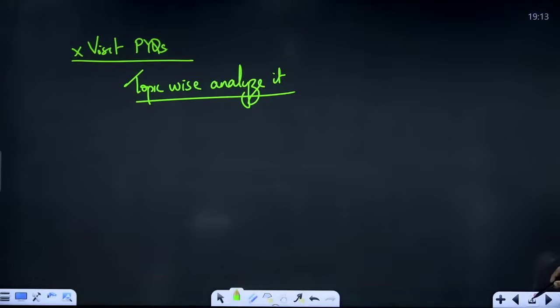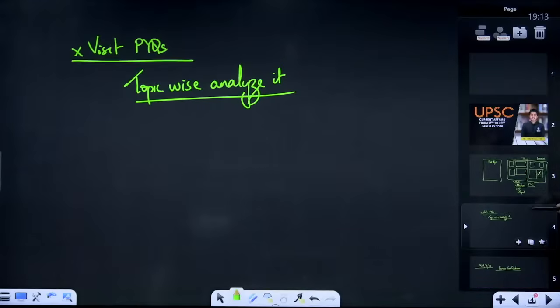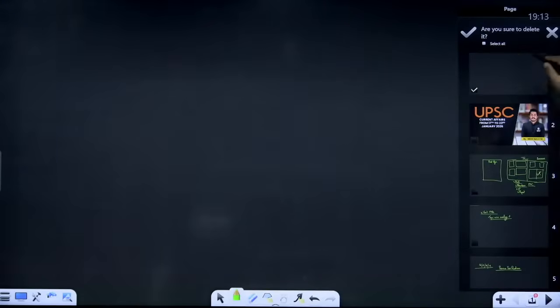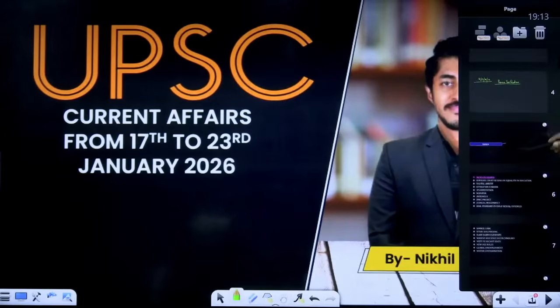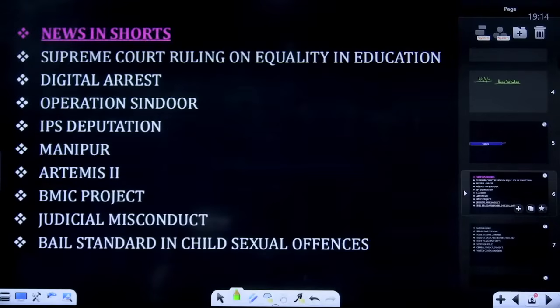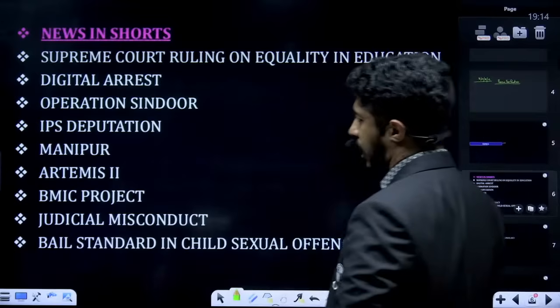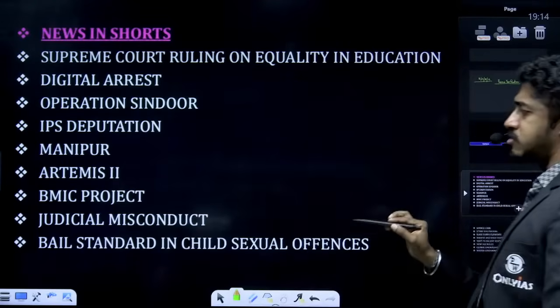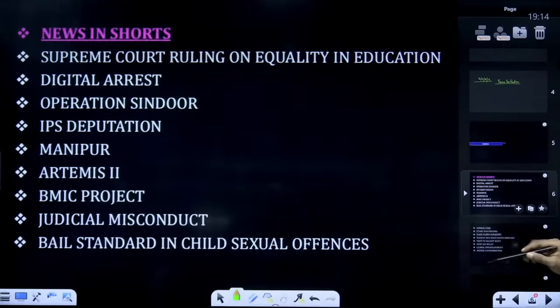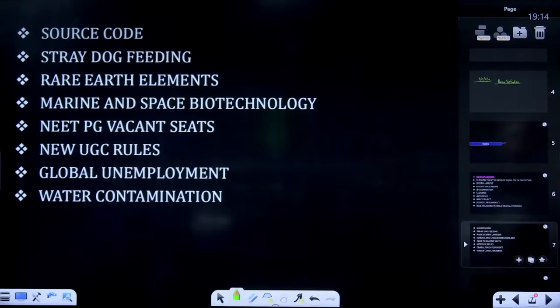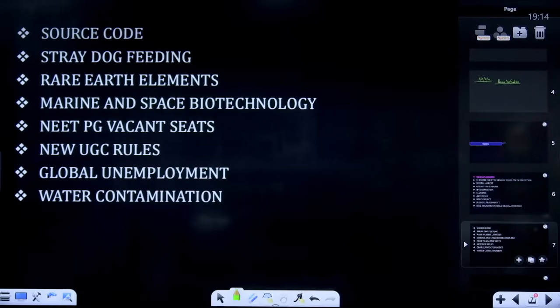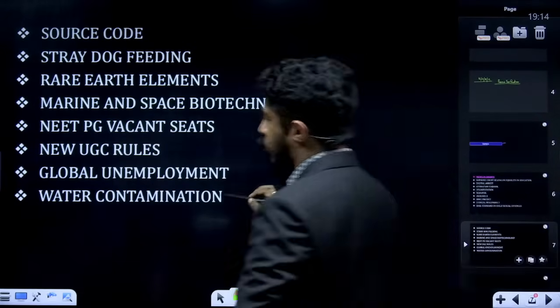Now moving on to the topics today. Supreme Court ruling on equality in education, digital arrest, Operation Sindoor, IPS deputation, Manipur, Artemis 2, BMIC project, judicial misconduct, bail standard in child sexual offences, source code, stray dog feeding, rare earth elements, marine and space biotechnology, NEET PG vacancies, new UGC rules, global unemployment, water contamination.